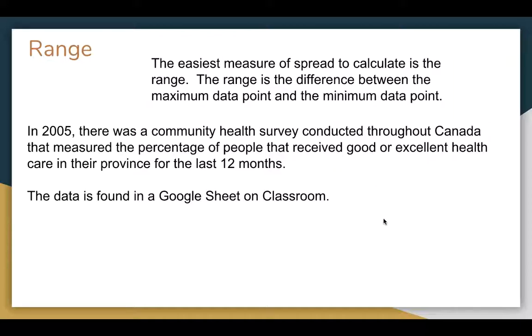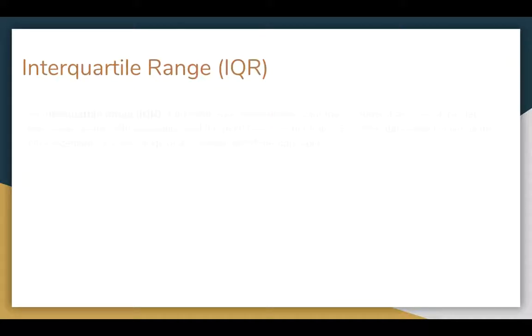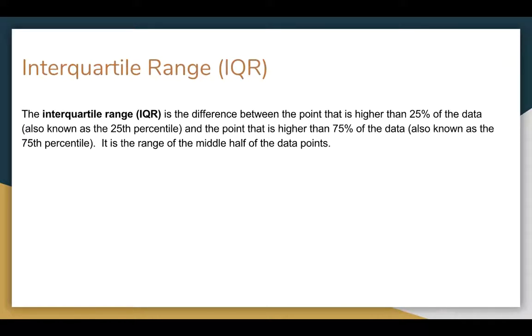Looking at the 2005 Community Health Survey across Canada, which was also conducted in 2000, we're going to look at this data and at how to calculate it. Range is just the difference between the max and the min, and we'll do another video just on calculating the range. The interquartile range is the difference between the 25th and the 75th percentiles.